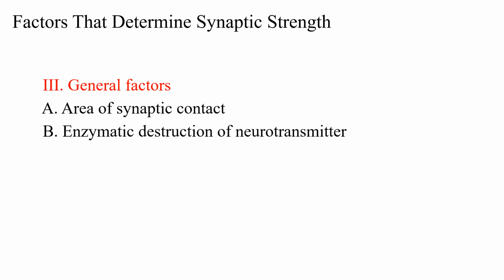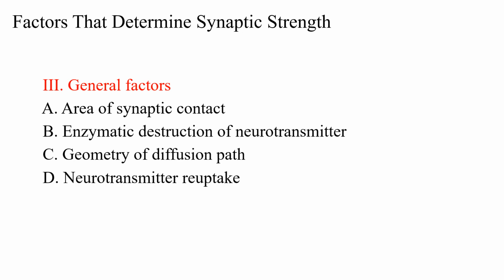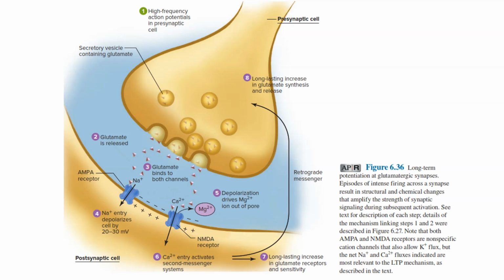General factors: area of synaptic contact, enzymatic destruction of the neurotransmitter, right? Geometry of the diffusion path. If it is going a longer distance, a longer duration, a longer gap, what will happen? It will slow down, right? It is getting destroyed before it reaches the site, the area of action, right?